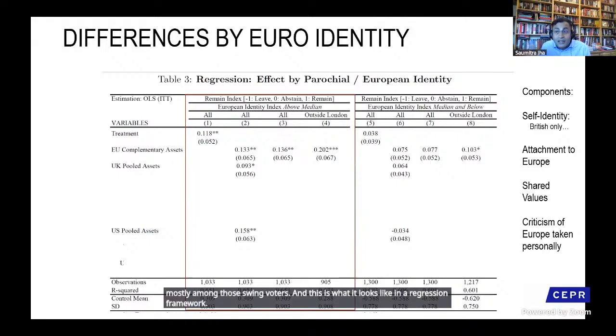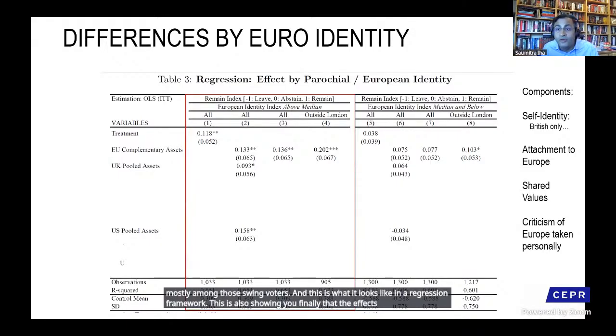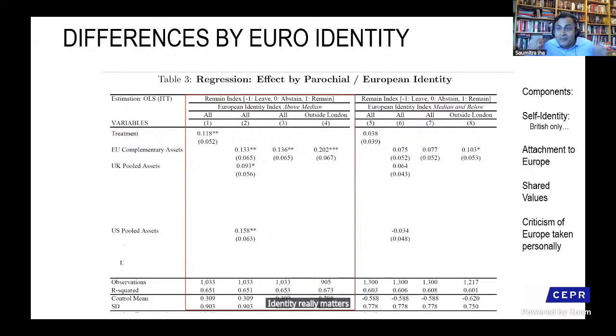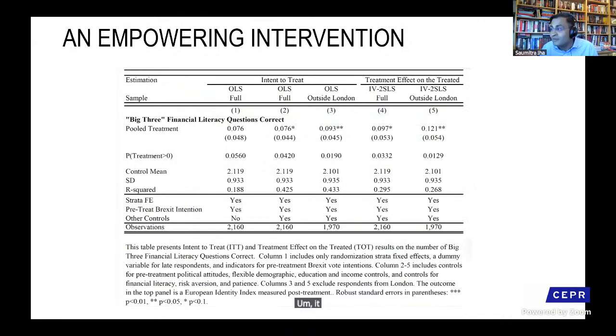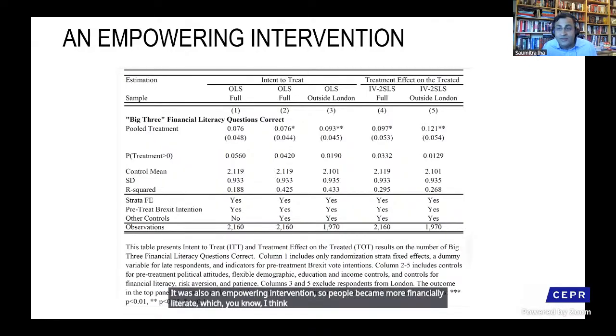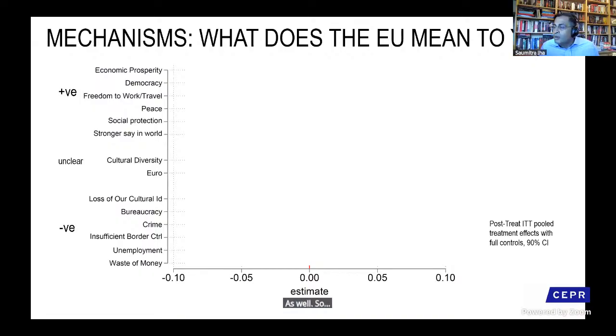This is also showing you finally that the effects are higher for those with an ex ante more open identity. So identity really matters, not just in Mexico but also in Britain, though the fissures are quite different. It was also an empowering intervention, so people became more financially literate, which I think is a key part of how we should think about these types of interventions. Does it help people as well? So what's the mechanism?